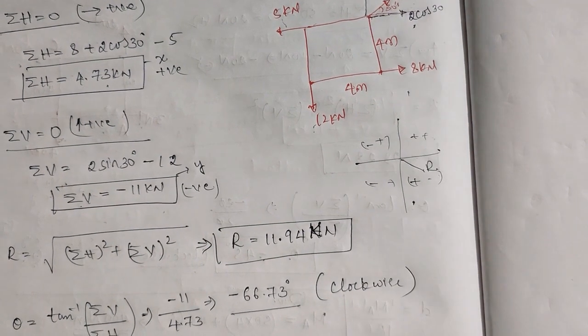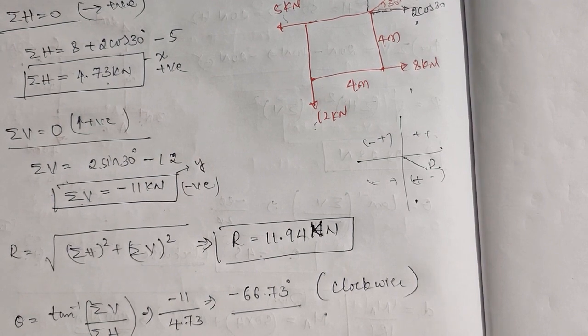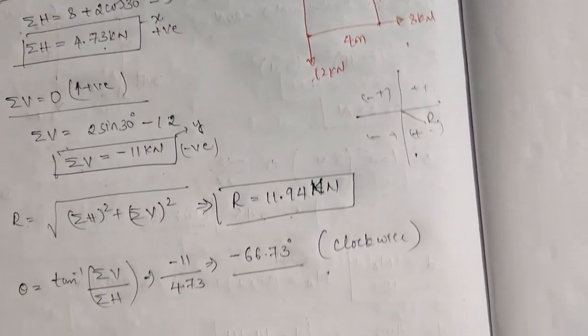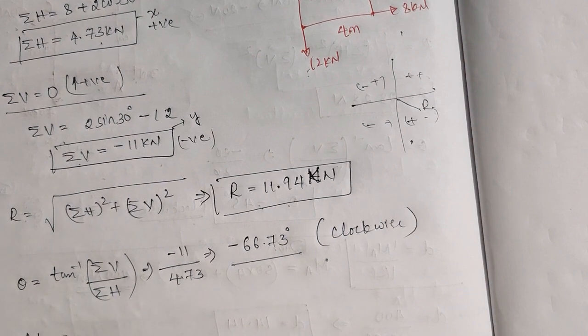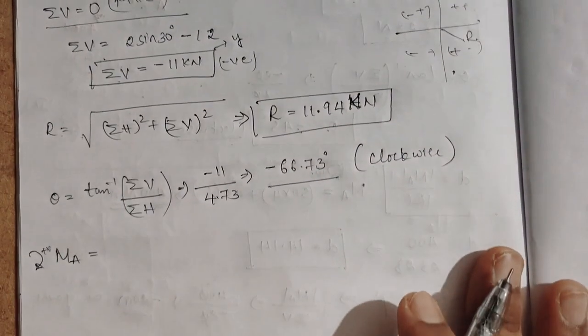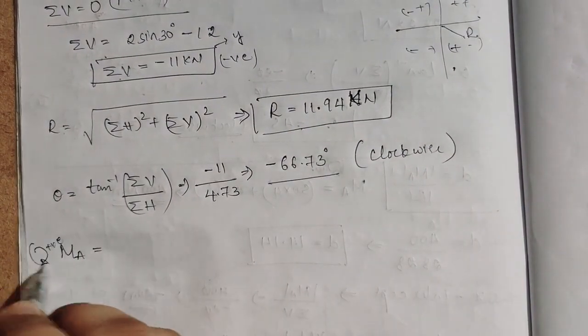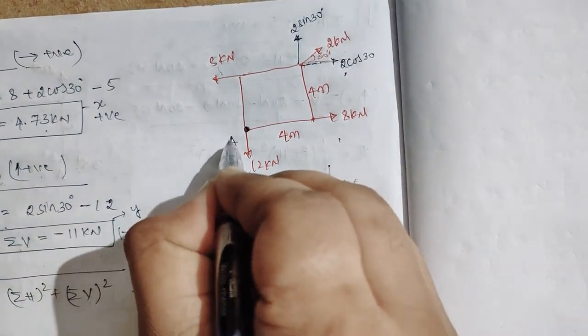Clockwise direction. Okay, theta concept. Now what do I have to find? Moment. So moment about A, taking clockwise as positive. So moment about A, see here, this is the point A.